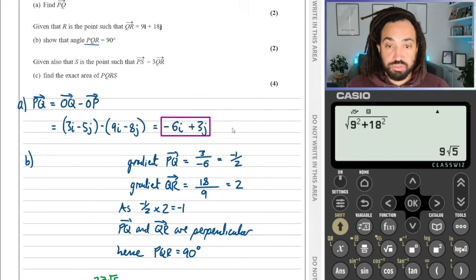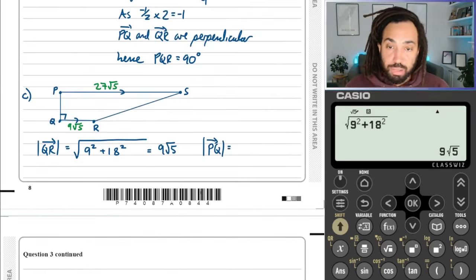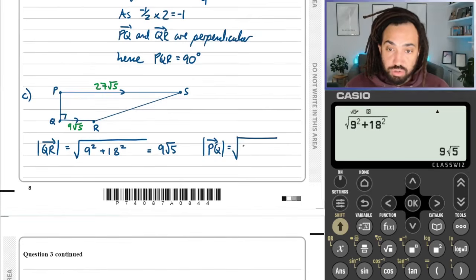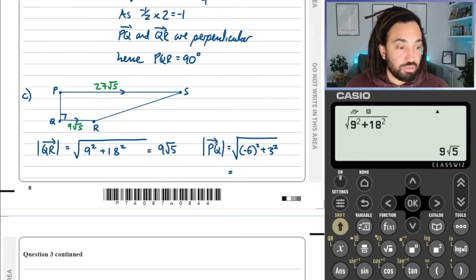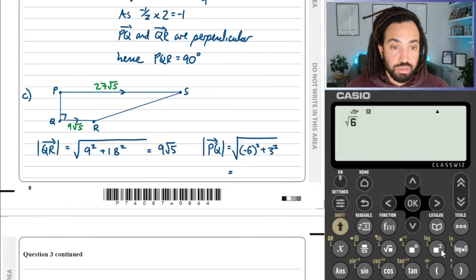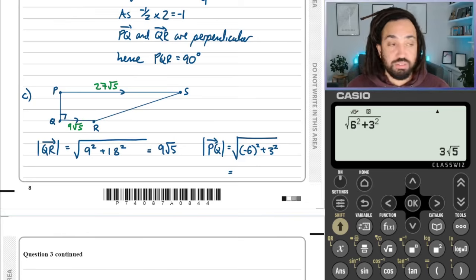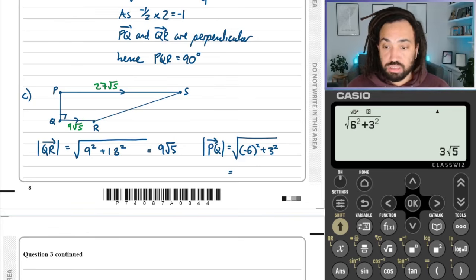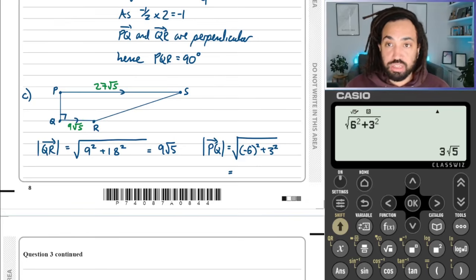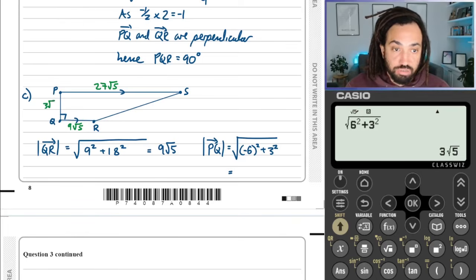So minus 6 and 3 are the 2 components. So the distance is the square root of the 2 components squared and added together. So again, we can get the calculator out. 6 squared is the same as minus 6 squared, so it just saves time to put in 6 squared. And we get 3 root 5. Okay, great. So we know that that is 3 root 5 there.